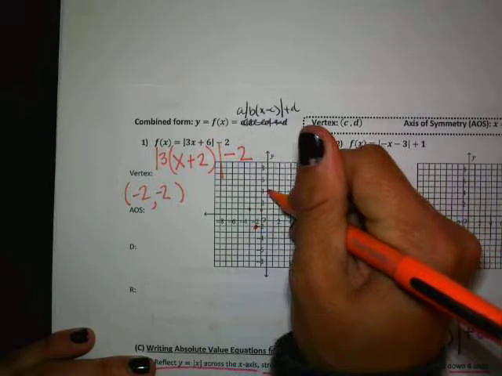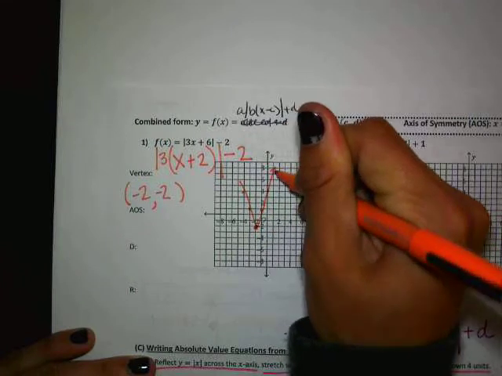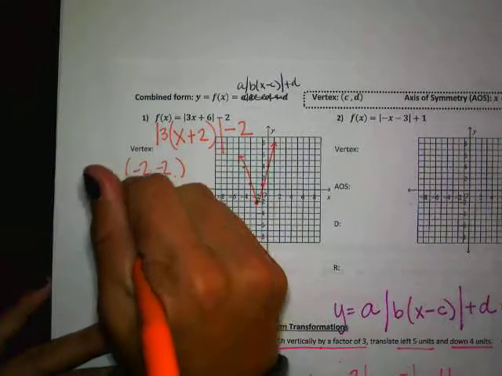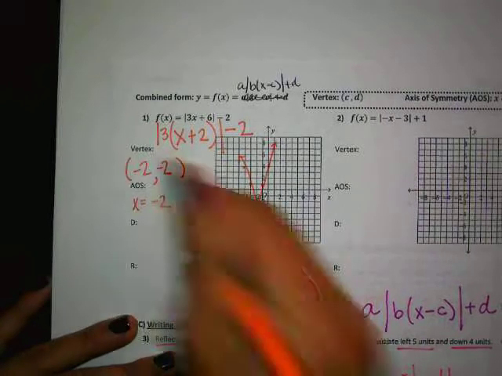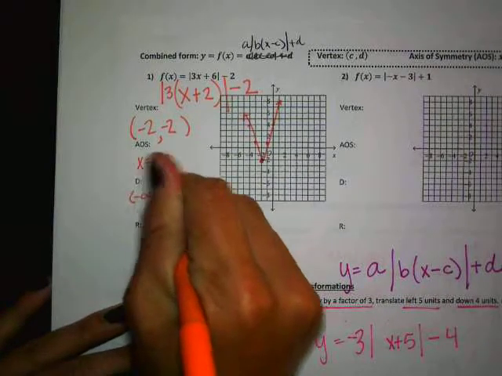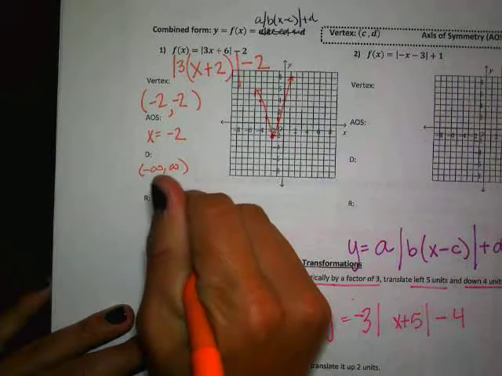I was finding the axis of symmetry. I made a quadratic function. So axis of symmetry is x equals -2. Domain are all the real numbers, or negative infinity to infinity. Range, you go down to -2, up to infinity.